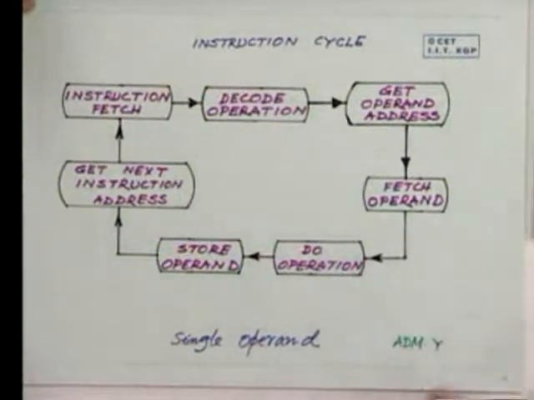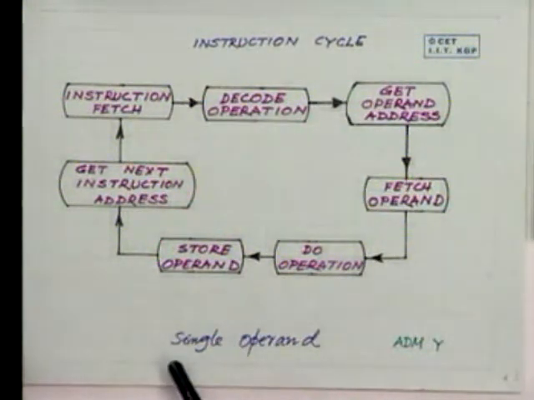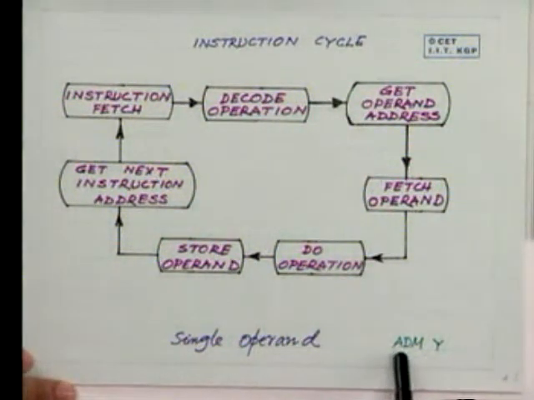Previously, we elaborated a little bit in the case of our single operand machine. Say we take the instruction add memory y. Since it is single operand, we assume that it has an accumulator, and add memory y takes the content of memory location y and adds it to the accumulator.